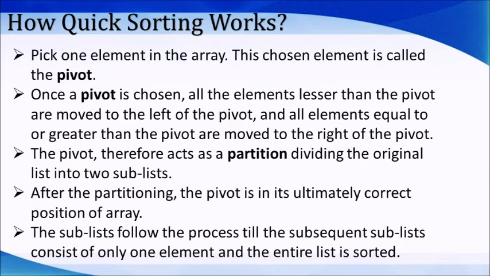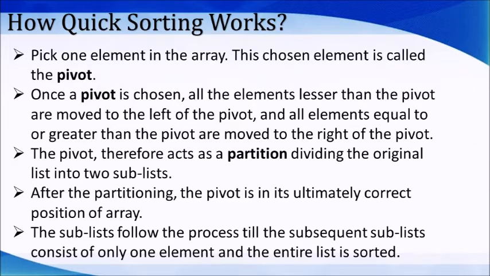Let us go into detail on how quicksort works. The first step of quicksort is to pick an element from an array. This chosen element is named the pivot element. What element should I pick from an array? You can pick either the first element of an array or the last element of an array. That is the user's choice.